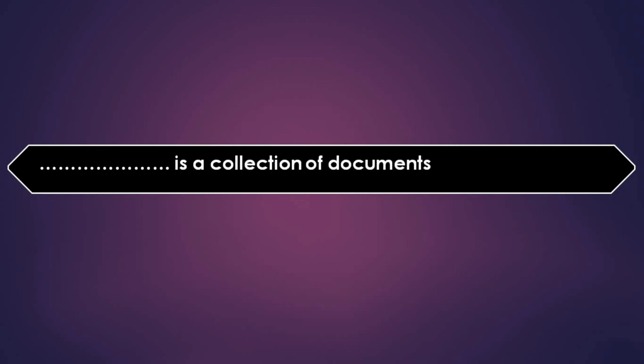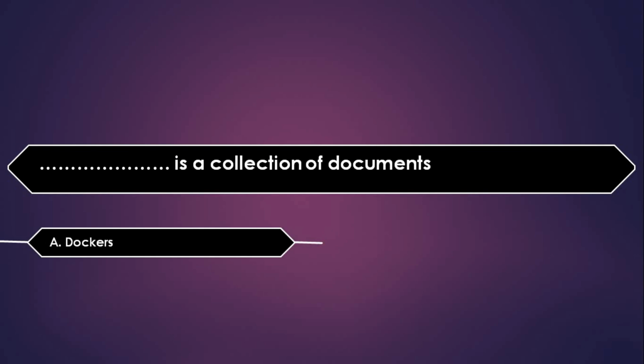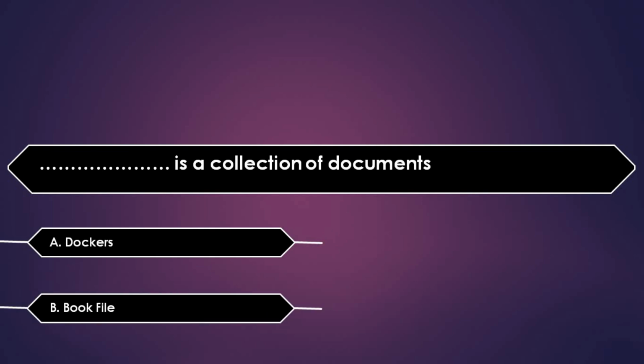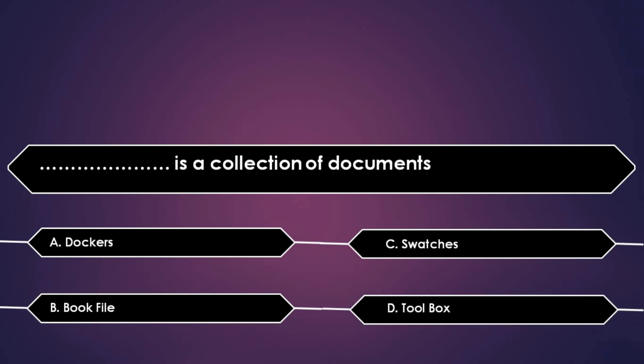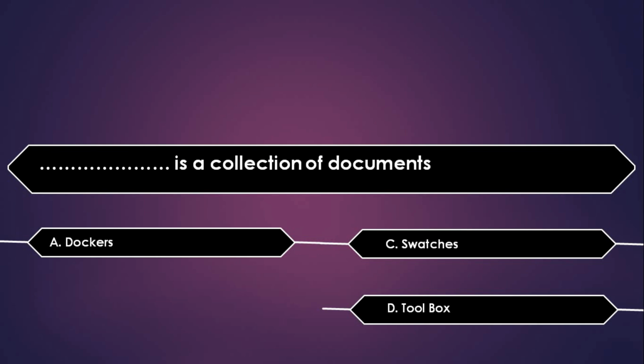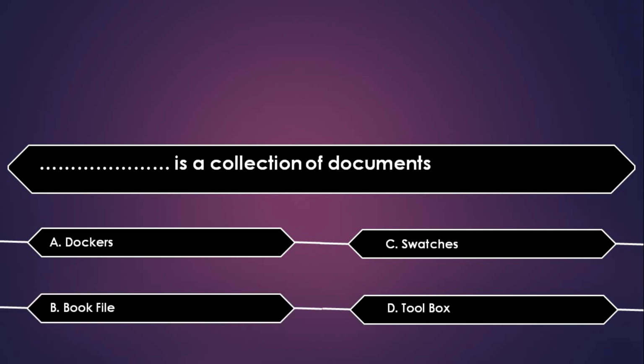Dash is a collection of documents. A. Dockers, B. Book file, C. Swatches, D. Toolbox. The right answer is book file. Book file is a collection of documents.